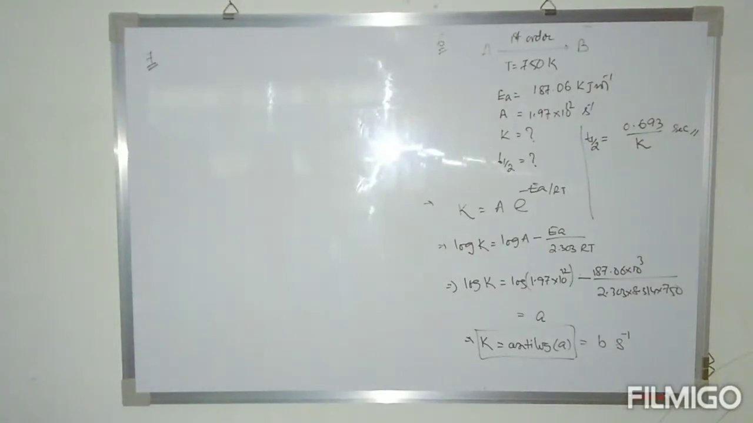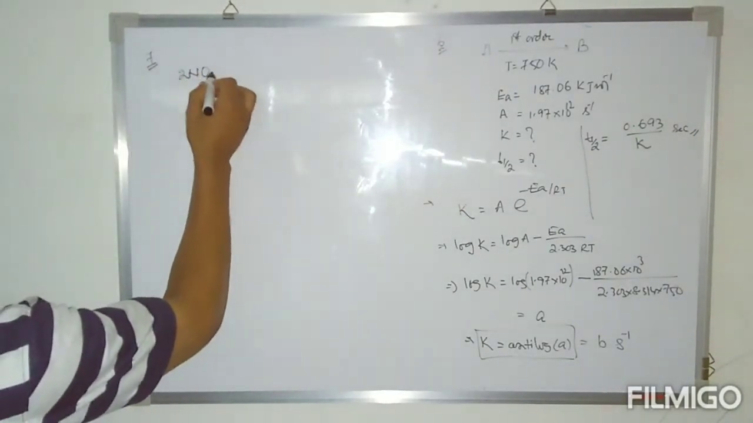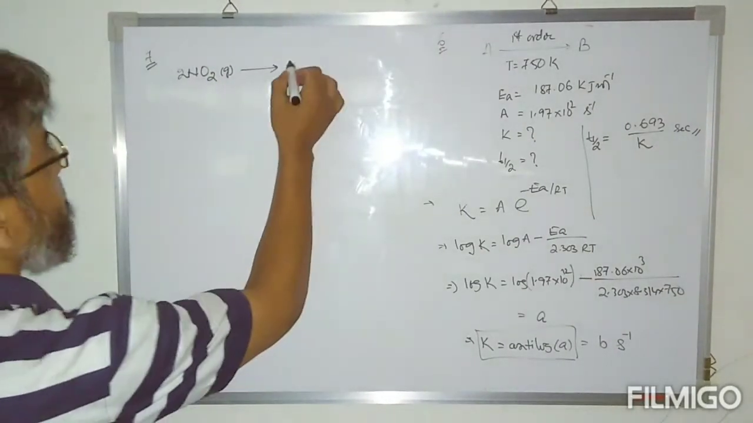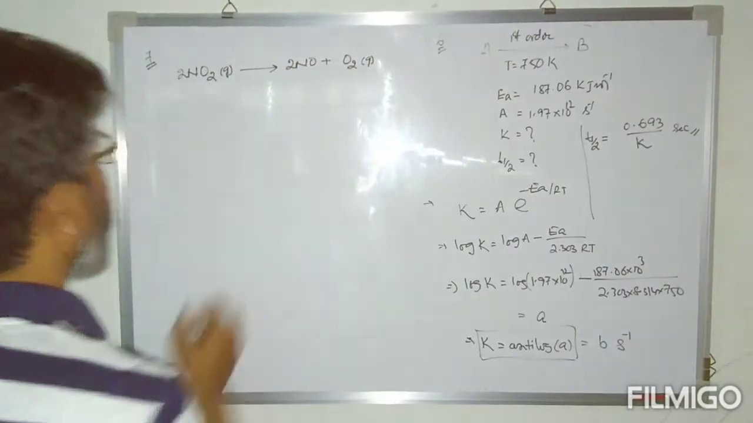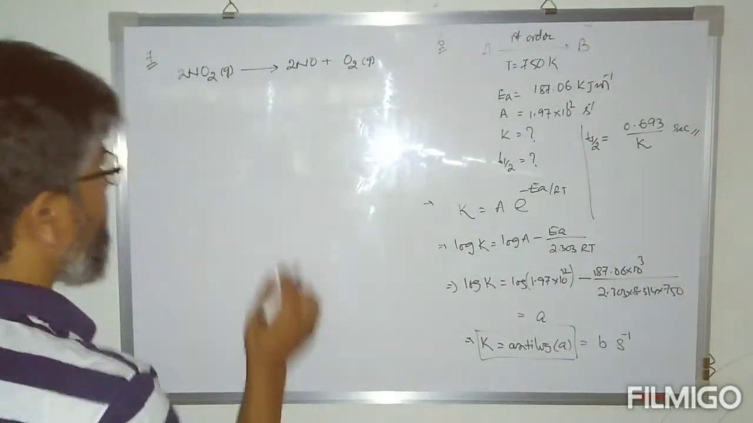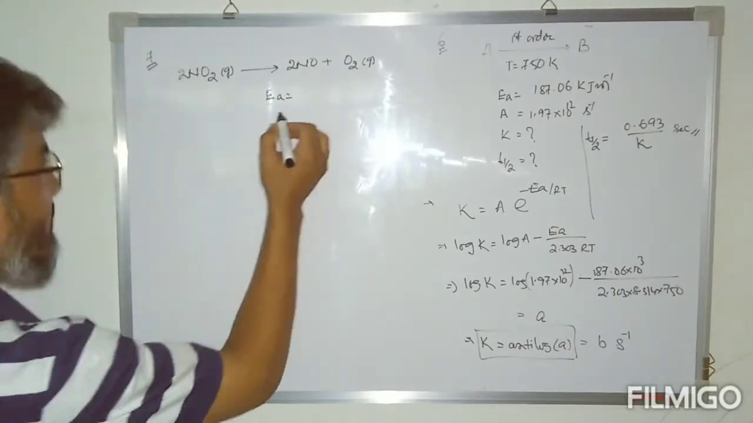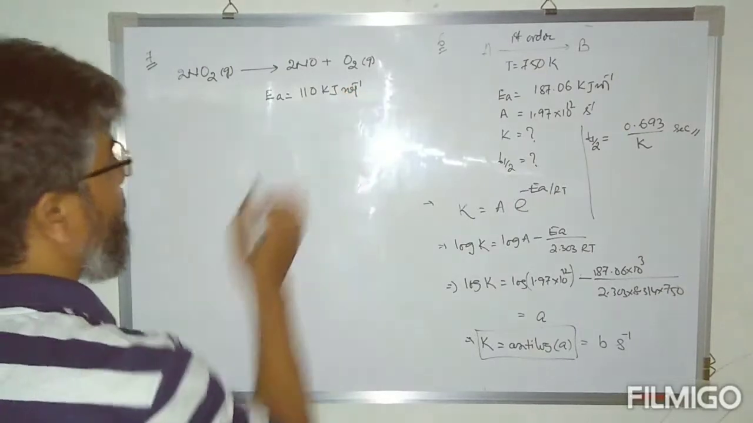Next question. We have a reaction, 2NO2 gas changes to 2NO plus oxygen gas. This is a reaction. Now, for this reaction, activation energy is given as 110 kilojoule per mole.